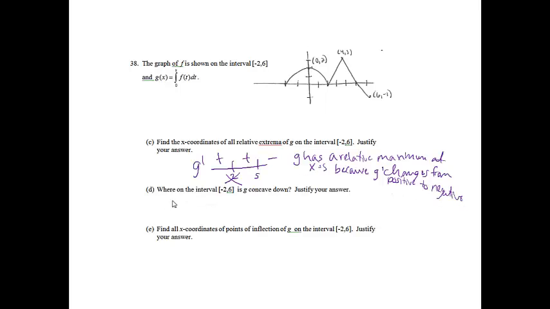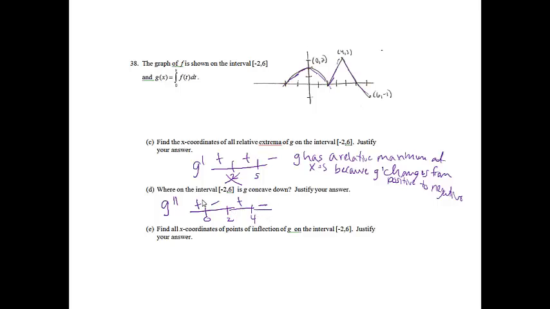Okay, and then the next one, it's asking where on the interval is g concave down. G being concave down has to do with g double prime. G double prime has to do with the slopes of the curve. So I notice that the slopes are positive till I get to 0. And then they are negative till I get to 2. And then they are positive till I get to x equals 4. And then the slopes are negative the whole rest of the time after that.